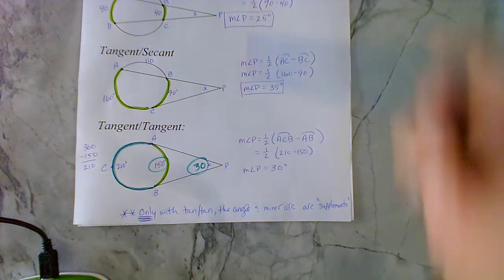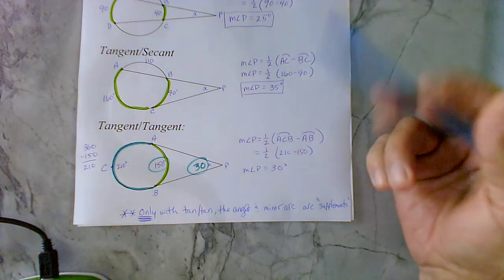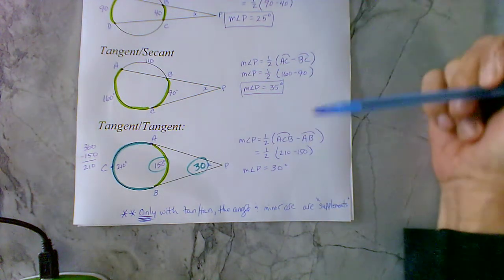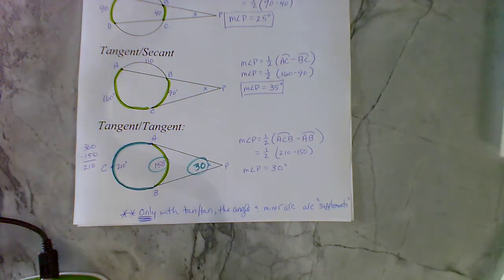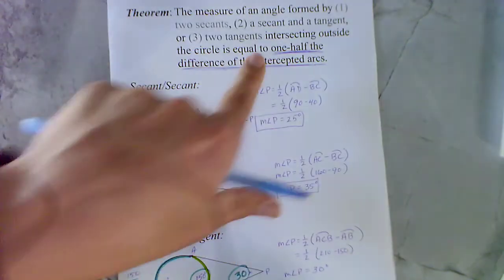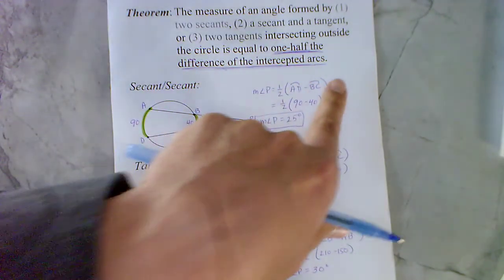So that's the first approach to these problems for these three scenarios. We'll do a second one in the second video, and we'll take it from there. Hoping this makes sense. You just got to focus on where the intercepted arcs are, and of course, remember that you're dealing with 1/2 the difference of the intercepted arcs. That's huge.